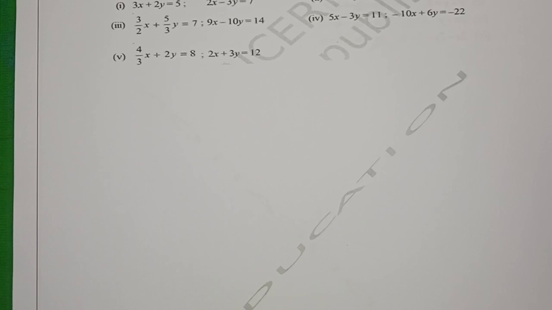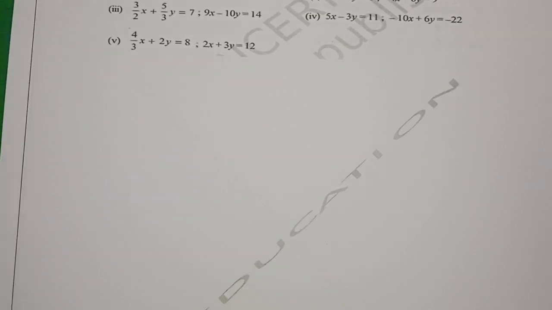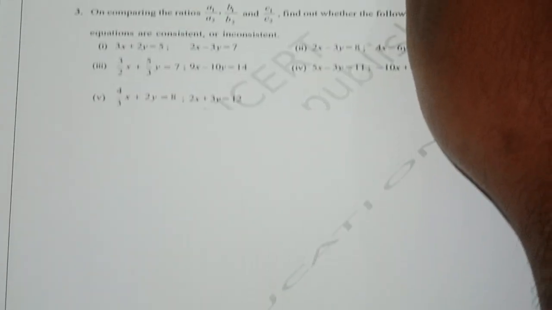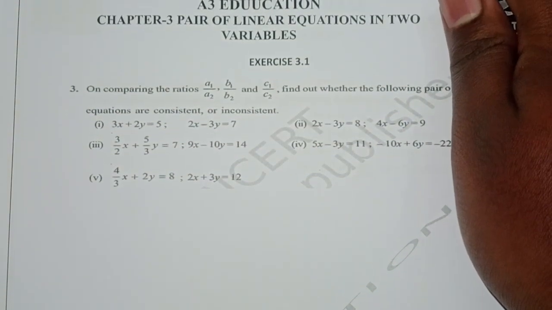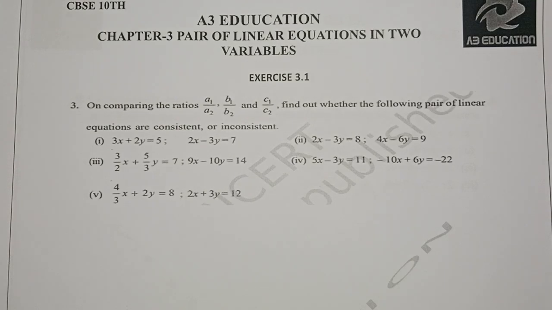Hello students, this is 8th Education, Class 10 CBSE Chapter 3, Pair of Linear Equations in Two Variables. Exercise 3.1, third sum, on comparing the ratios of a1 by a2, b1 by b2, c1 by c2. Find out whether the following pairs of linear equations are consistent or inconsistent. Like the previous sum, we need to solve it.